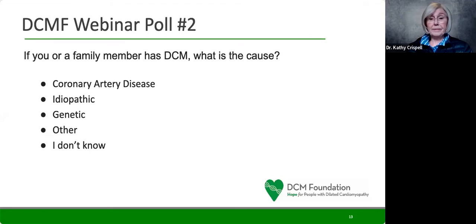Okay, let's see what we have. Okay, so I'm actually not surprised to see that a good many of you have genetic, because the DCM Foundation has a focus on genetic causes of dilated cardiomyopathy. So that's good. But a lot of you have idiopathic, a few of you coronary disease, and actually more than I would like, you don't know the cause. So thank you for sharing that information.